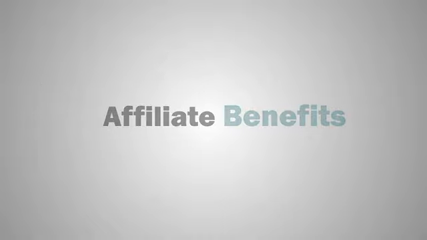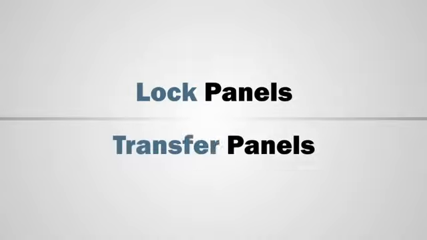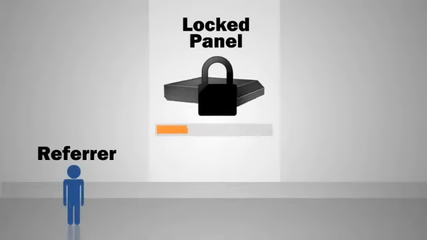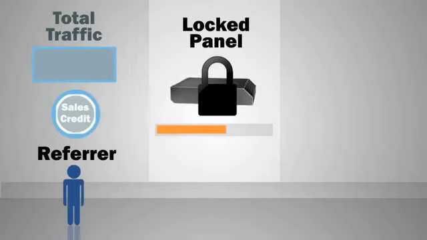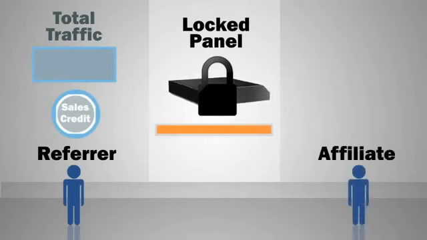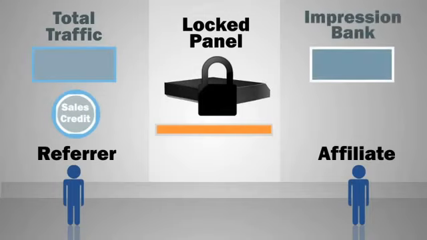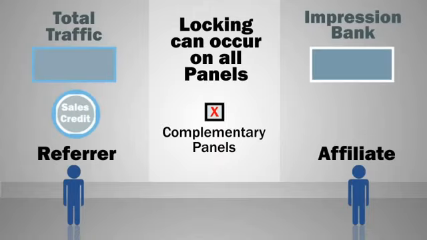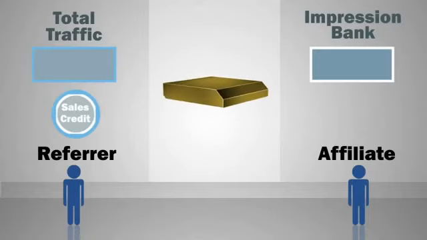Moving along, another benefit you have as a Banners Broker affiliate is the ability to lock and transfer your panels. Locking a panel means that your referrer will receive a sales credit either at the beginning or ending of panel completion, depending on the panel type, and you in turn will instantly receive additional impressions in your impression bank. Locking can occur on all panels apart from complimentary.